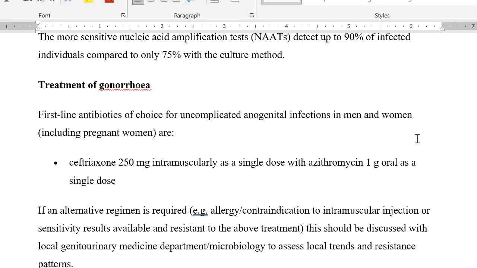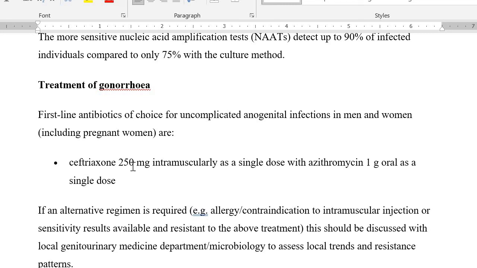This dose is important, okay? 250 milligram as a single dose with azithromycin. So whenever you are treating gonorrhea, you are treating chlamydia also. So 1 gram can be given orally as a single dose. Taking 1 gram means the patient will take 4 tabs.